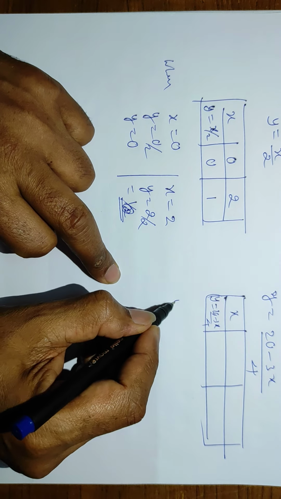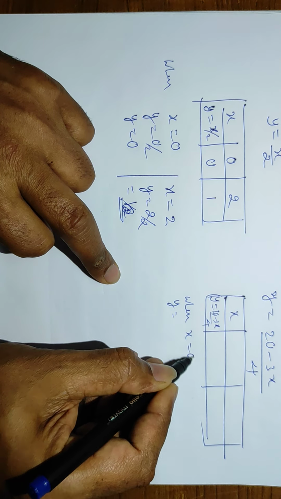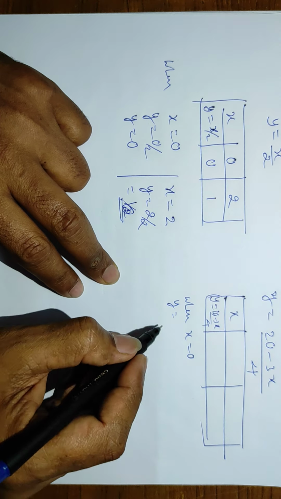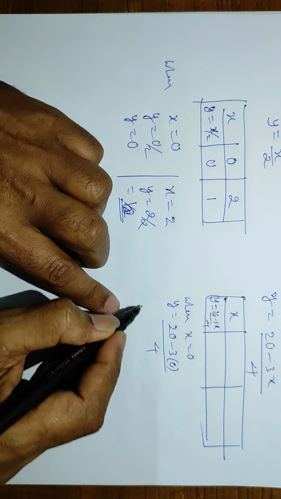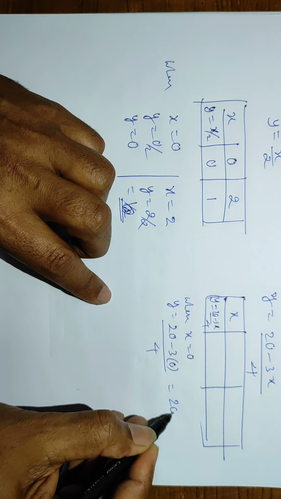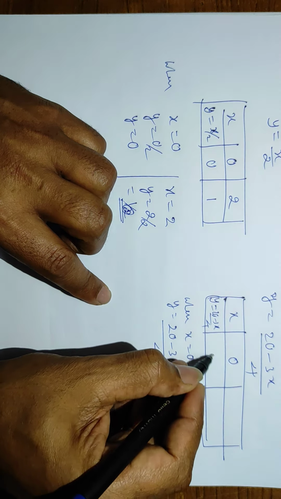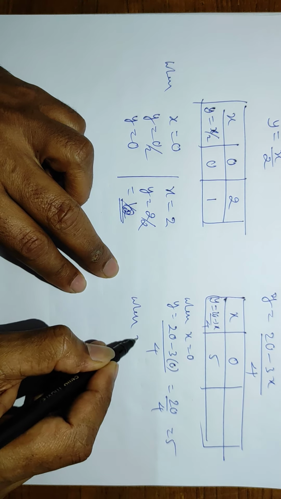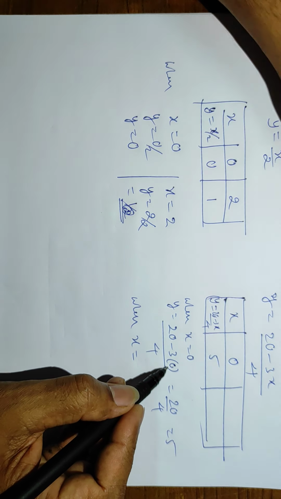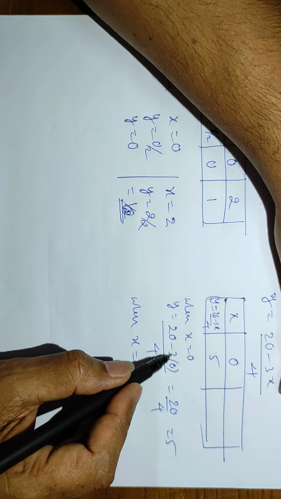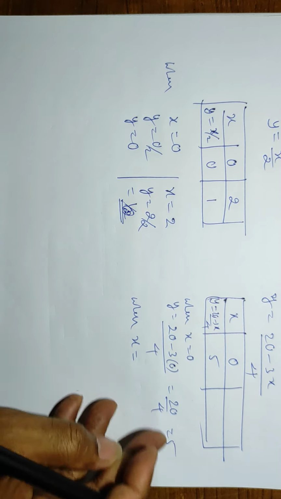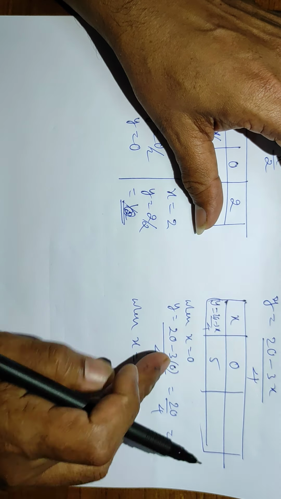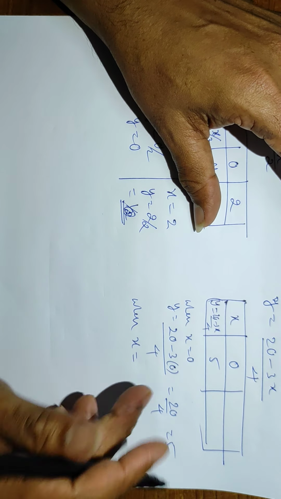Similarly for y is equal to (20 minus 3x) by 4: when x equals 0, y equals (20 minus 3 into 0) by 4, that is 20 by 4, 5. When x equals 0, y equals 5. If I write 1 for x, 3 ones are 3, 20 minus 3 is 17, and we will get a fraction. So you have to select a convenient value for x. If I take 2, it becomes 6, and 14 by 4 will not give a whole number.